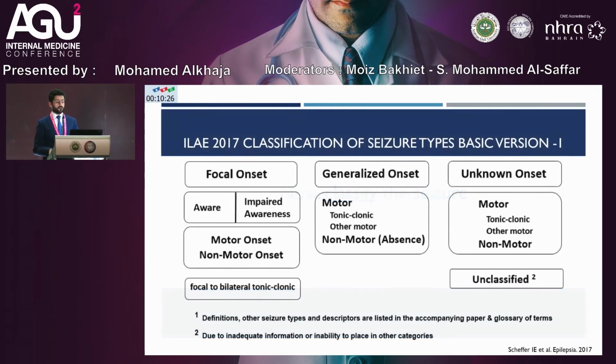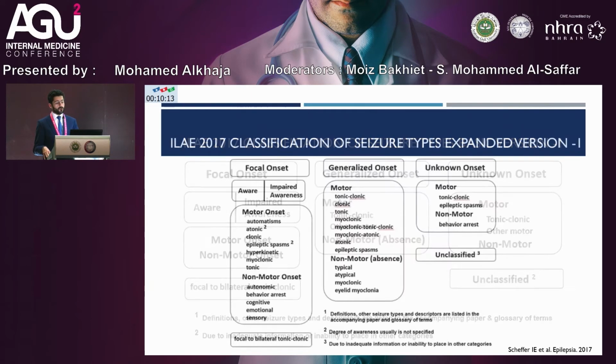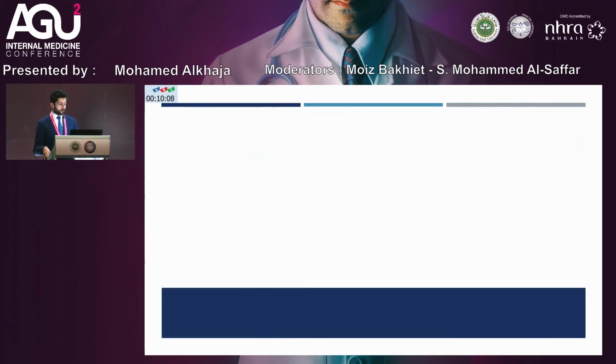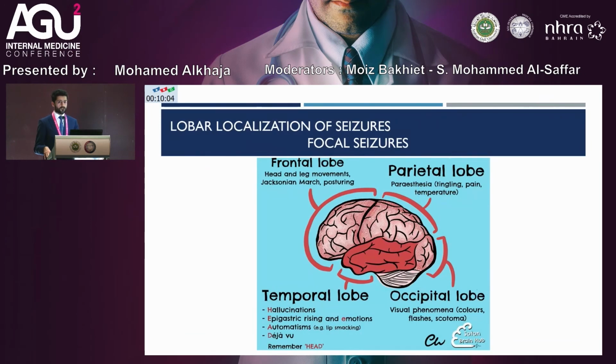Now you classify the seizure: focal, generalized, or unknown onset, and always look at the 2017 classification. We no longer use simple partial and complex partial. We go for focal aware and focal impaired awareness, and then we look at motor onset or non-motor onset. I'll go a little bit quick as we don't have a lot of time. Now we try to localize the seizure, whether it's focal or generalized. If it's focal, there are 4 major lobes.